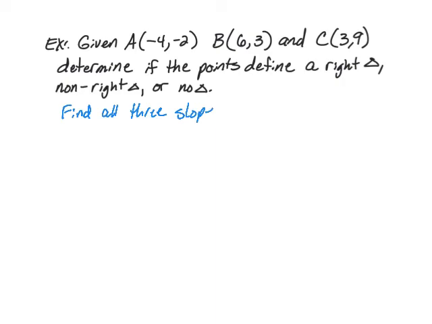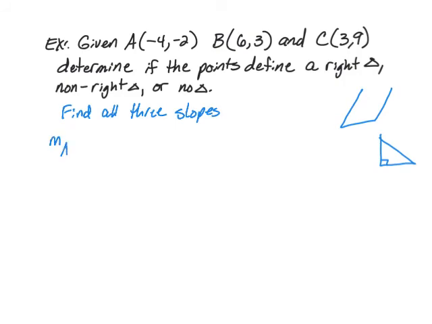You have to find all three because none of them can be parallel. If you have two slopes that are the same, then you won't have a triangle. It'll be like an open box. All right? If you have two slopes that are negative reciprocals, then you're going to have a right triangle. So all we have to do is find the three slopes and take a look at them.